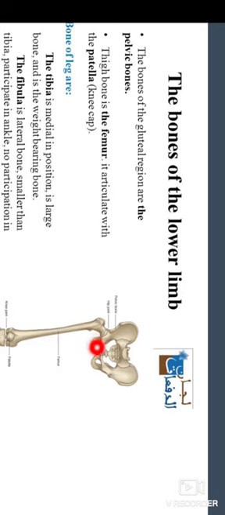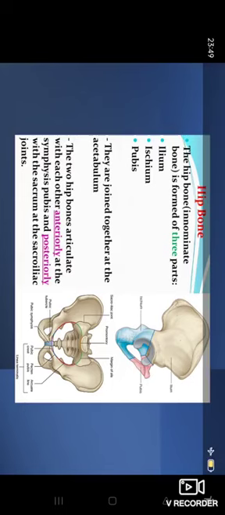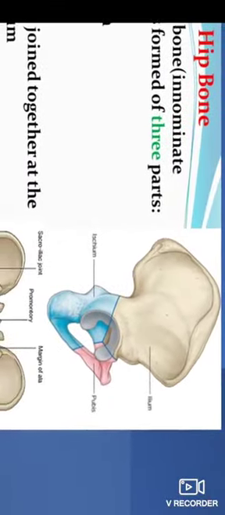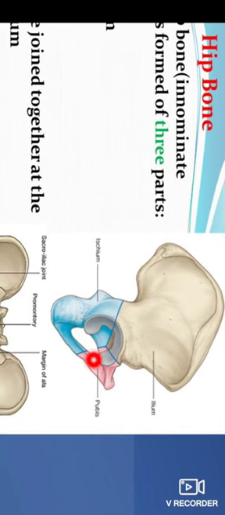Then the part which comes in the front is called pubis, and the part which is present behind is the ischium. So the main three parts of hip bone are the ilium, ischium, and pubis. Each has its own significance. All these three parts fuse together at the level of acetabulum. So acetabulum is a socket-like part to which the head of the femur articulates to form the hip joint.